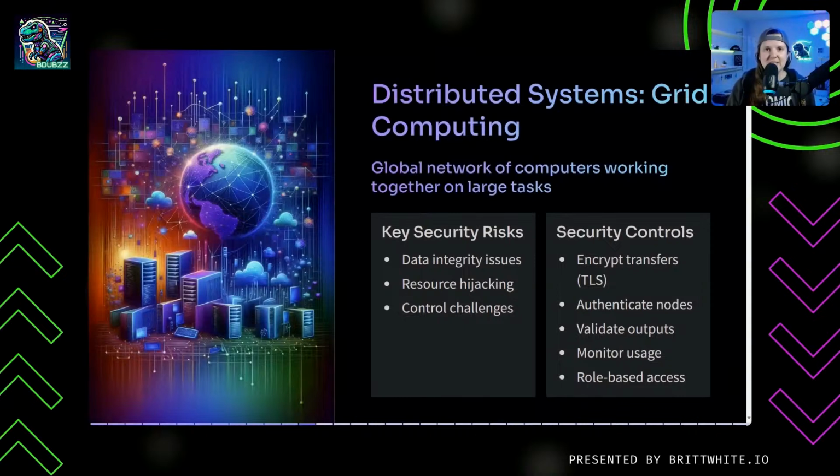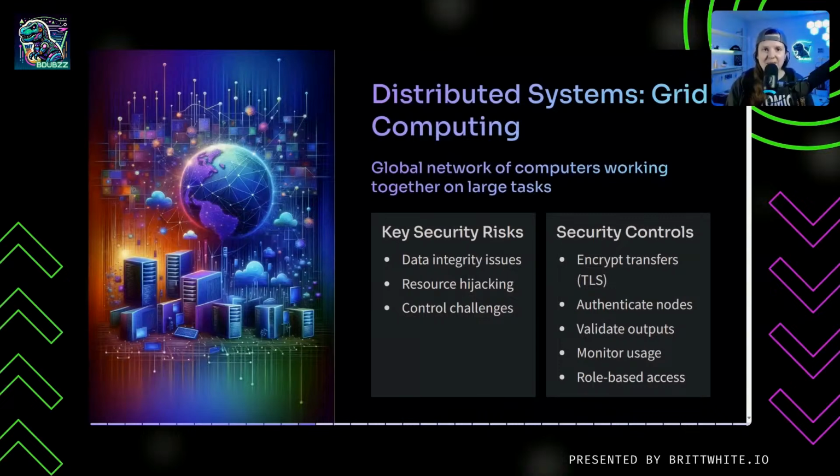So here's how we can fix it: encrypt transfers. TLS keeps data safe between nodes. Then authenticate nodes. Mutual checks ensure trust. Validate your outputs. Cross check results to spot fakes. Monitor usage. Watch for odd activity and limit access with role based controls. Grid computing's potential is unreal. Think curing diseases or modeling climate shifts, but it's chaos without security. You have to lock it down, and then it's a powerhouse.